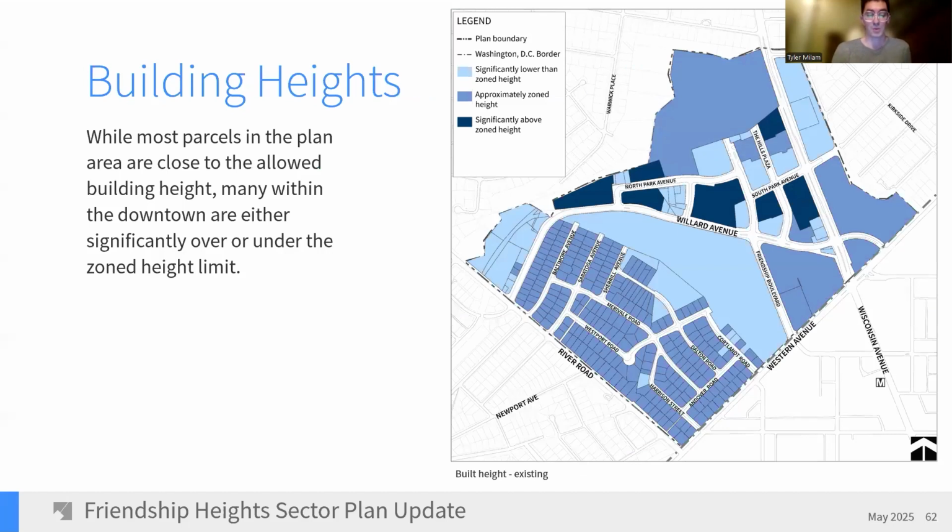This map shows how close existing buildings are to the existing zoned maximums, as Attar discussed before. We can see that the single-family parcels in Brookdale, as well as those around the metro station, are closest to their existing height limits. Many of the other buildings in the downtown, which are a mix of multifamily and office buildings, are either significantly over or under the maximum build height. Next.